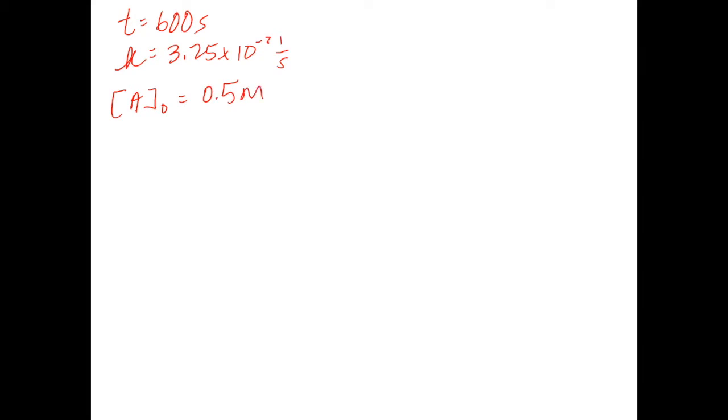So let's write down our information. We have T equals 600. We have K is equal to 3.25 times 10 to the minus 3, 1 over seconds. And we have our initial concentration is 0.5 molar. This time we're going to use the second order integrated rate law. 1 over the concentration of whatever is equal to, this is not negative this time, and this is your initial concentration.